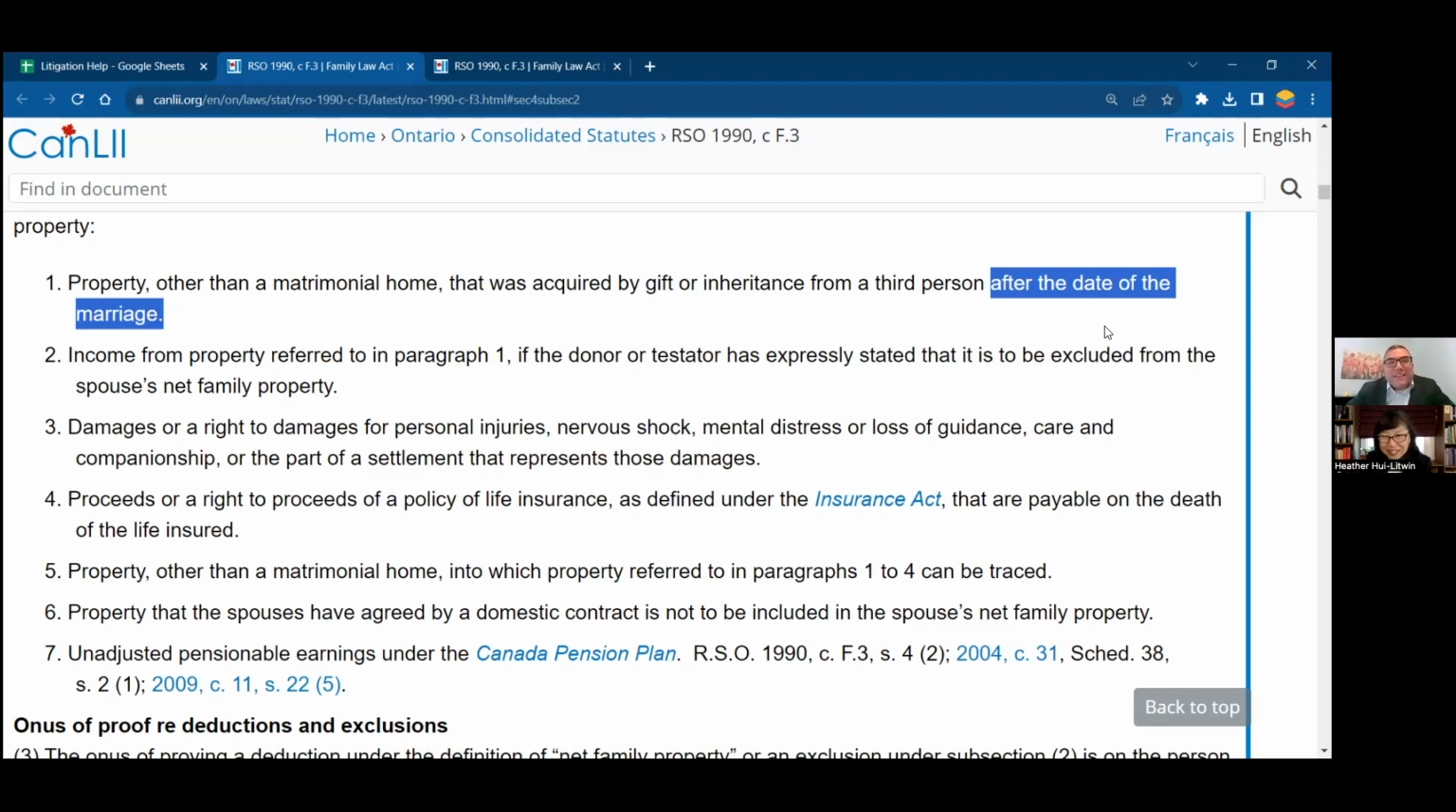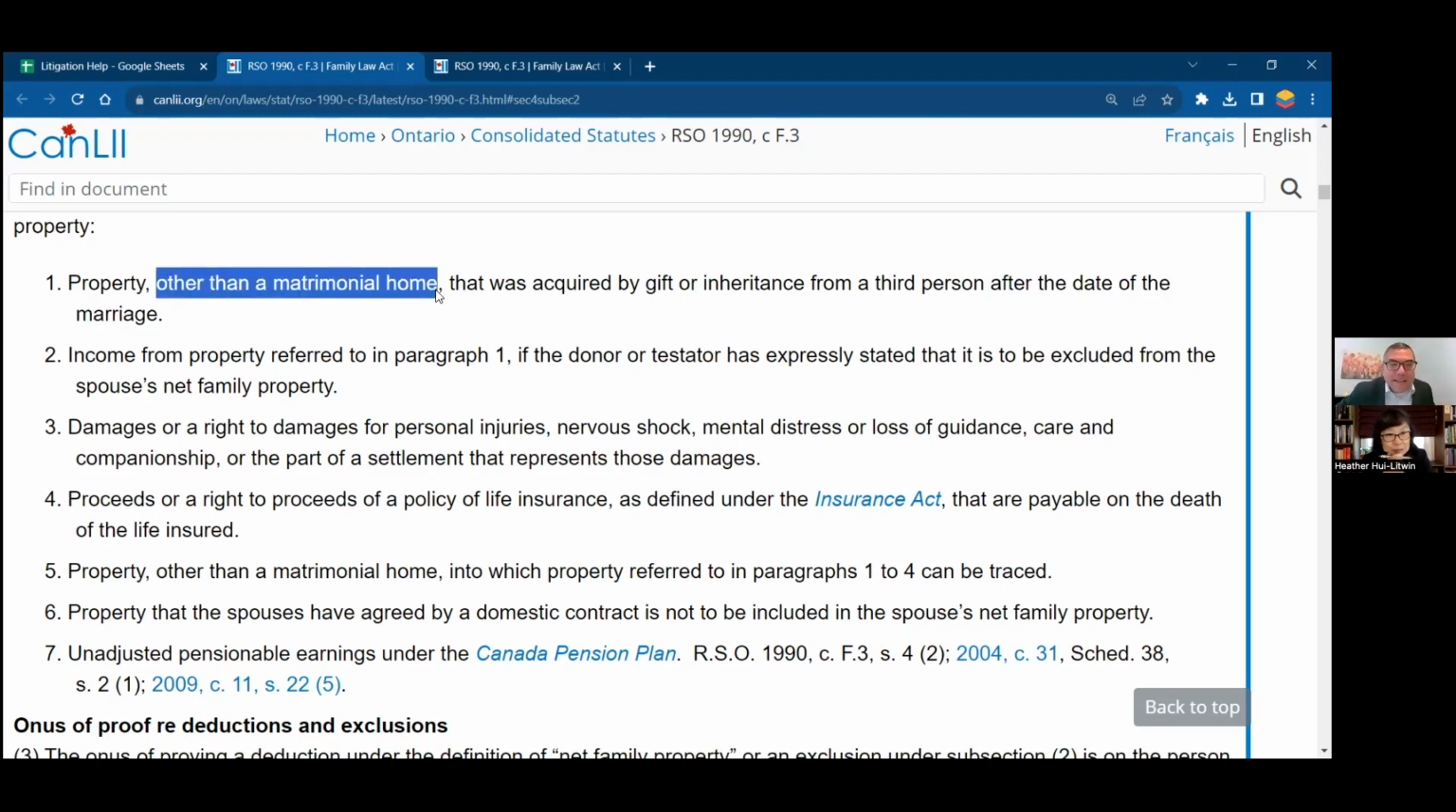If you consider this concept of excluding property from the calculation as an exception, it's an exception. We're including everything in this property calculation, but we have this list here of things that are excluded, and therefore it's kind of an exception to the calculation. Well, there's an exception to the exception, just to make life as usual complicated. And that's over here: other than a matrimonial home.